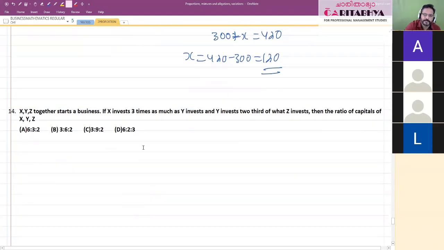X, Y, Z together start a business. If X invests 3 times as much as Y invests, and Y invests 2/3 of what Z invests, then the ratio of capital of X, Y, Z is? So capital is brought in. By whom? X, Y, Z. X invests 3 times as much as Y invests and Y invests 2/3 of Z invests.